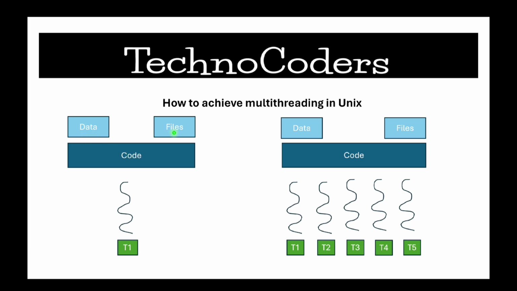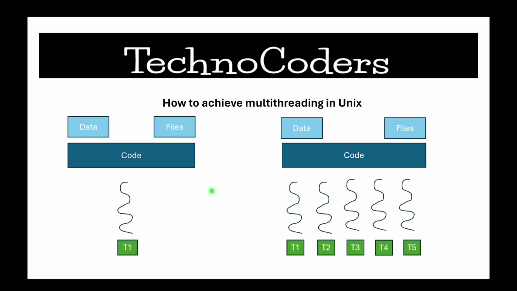And I have data in files. So this code is using this data in files. And you can see here, I have T1, thread one, only one process running in this code and it is extracting data in files. But here on the right side you can see the same data, files and code. Now I have 5 parallel processes. These processes are running parallelly, meaning at the same time these 5 threads or processes are running in parallel.